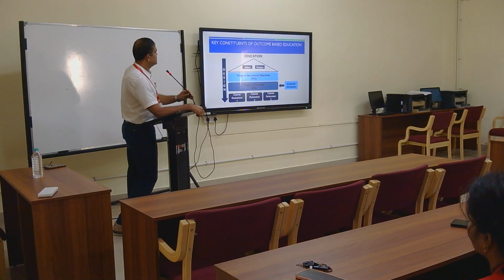Some of the key constituents of outcome-based education: one should have a clear vision. In order to achieve the vision, there are vision statements. Next, program educational objectives, and the program outcomes, that is, graduate attributes. The course outcomes represent the number of courses.